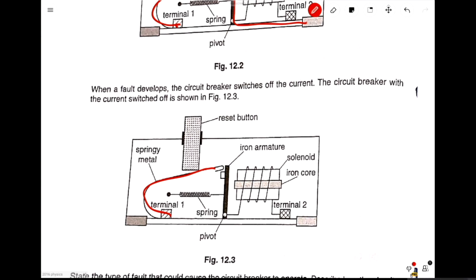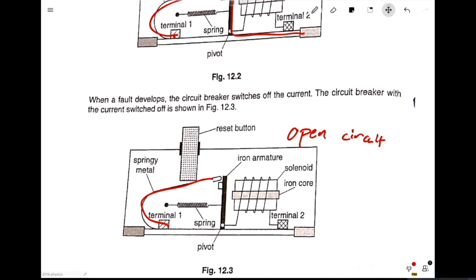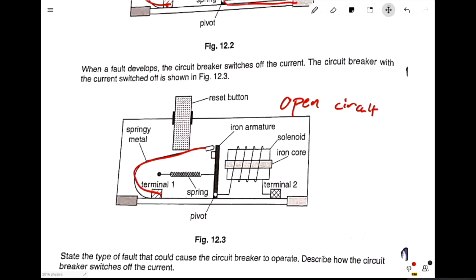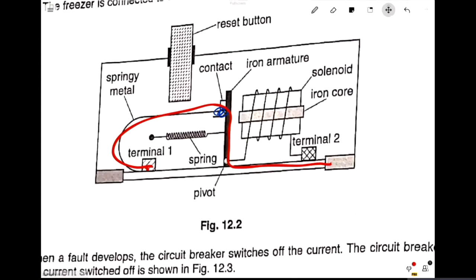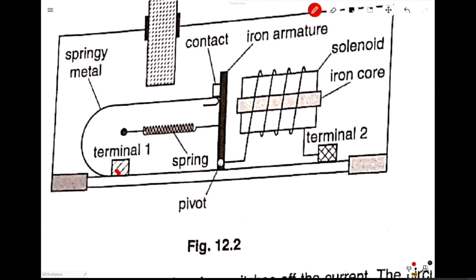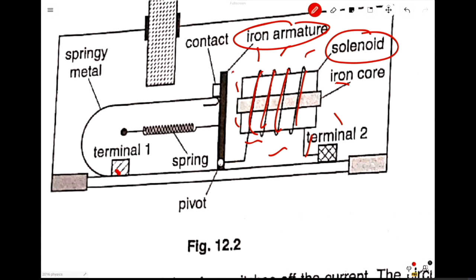Here is an open circuit. So how did this become this? Look at this part. The idea is when there's too much current passing through, this thing becomes magnetized. When magnetized, the iron armature will attract. When it goes this way, it will dislodge this little hook. The little hook will move up.